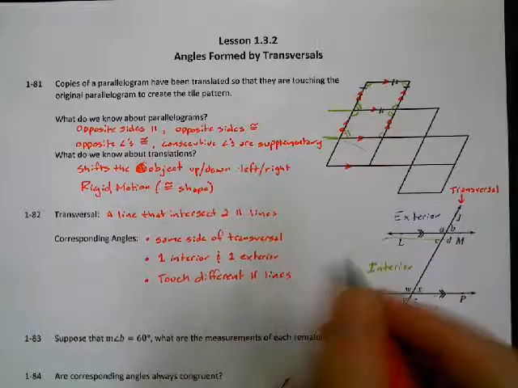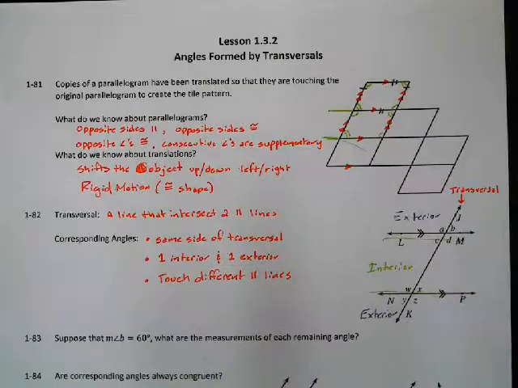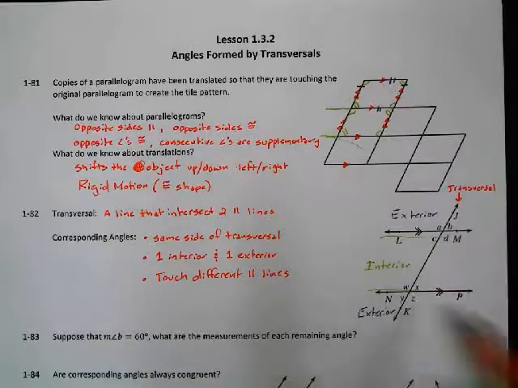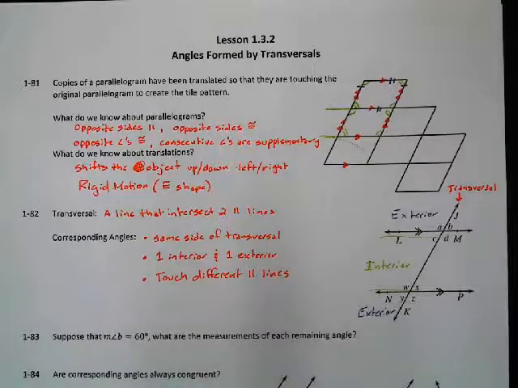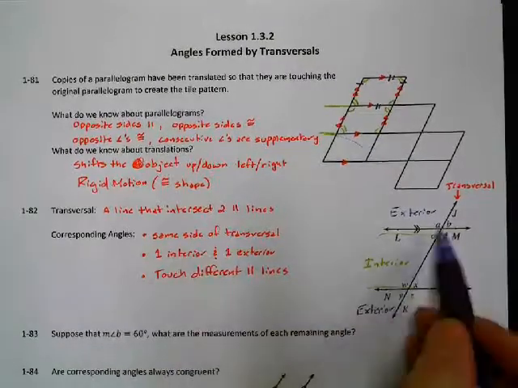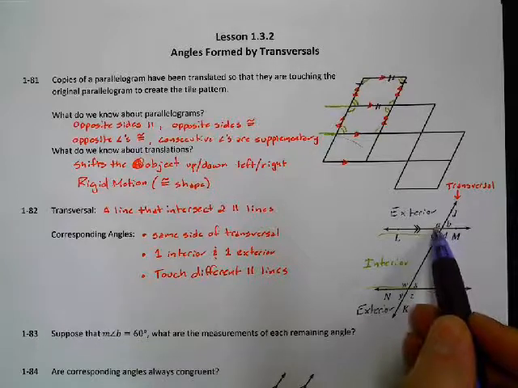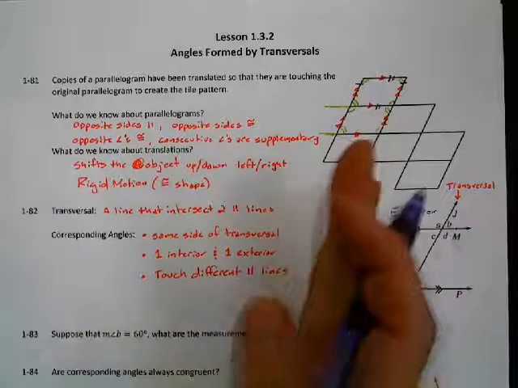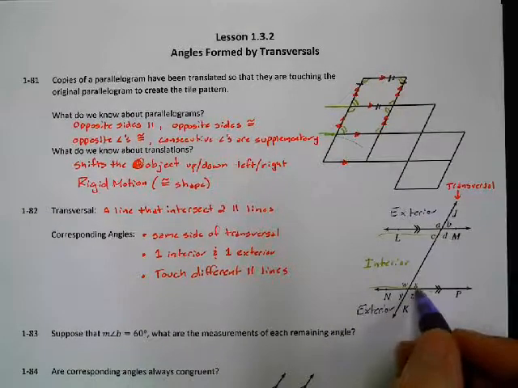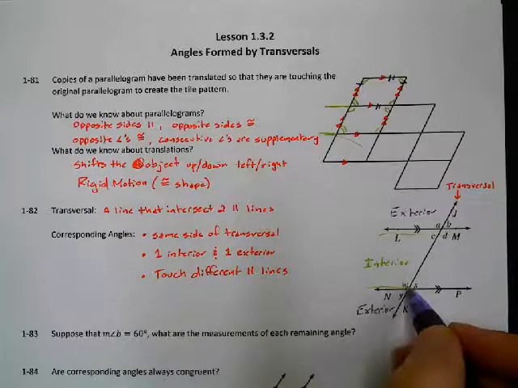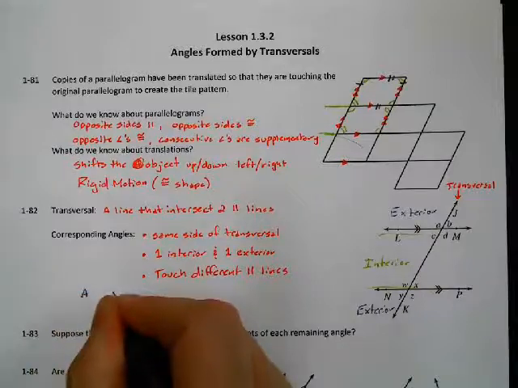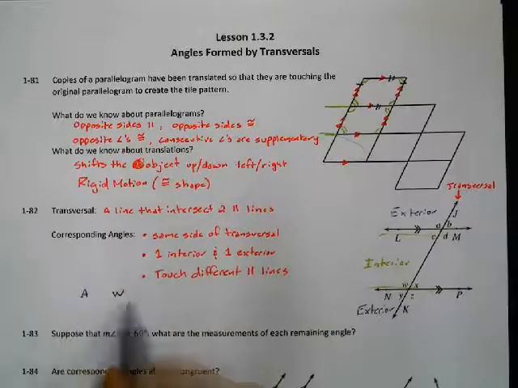So looking at that description of it, I've got eight angles here, A, B, C, D, W, X, Y, Z. I want to look for the ones that are corresponding. So I can tell same side of transversal. Let's start with A. A is exterior. And then on the same side of transversal, W is interior. And they touch two different parallel lines. So A and W would be corresponding angles.